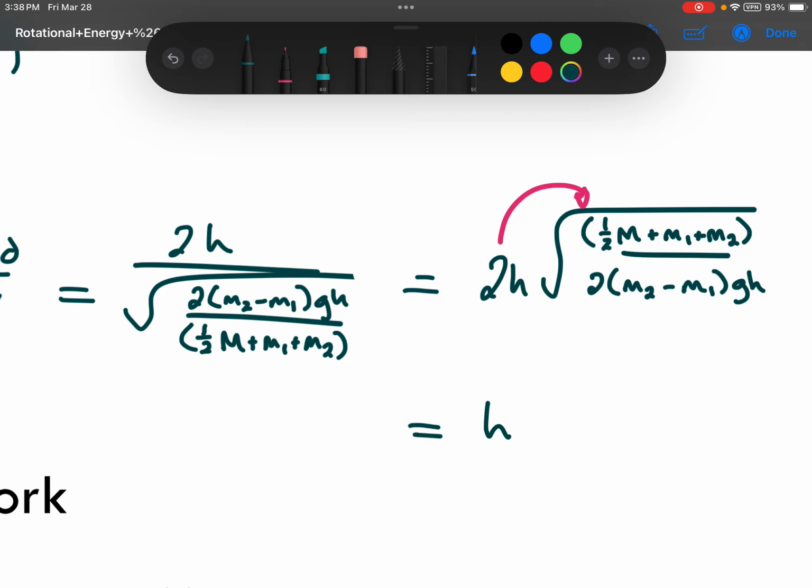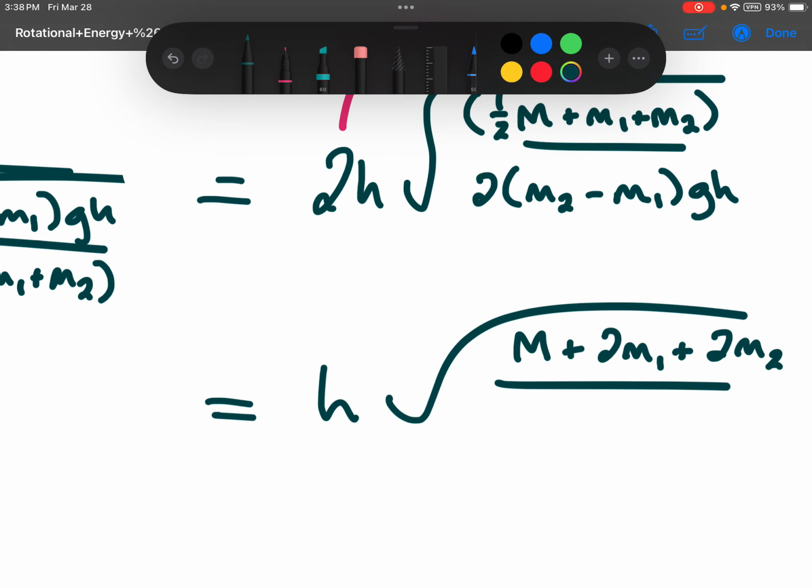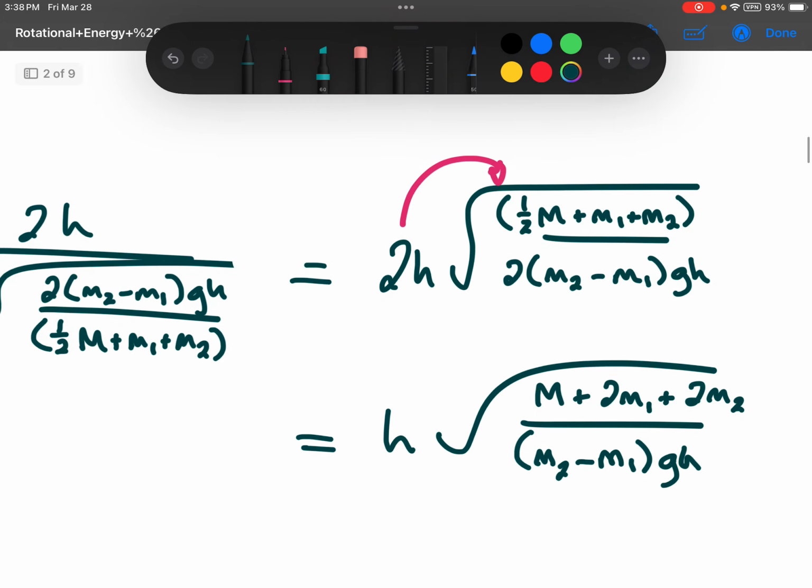The simplified version of this is going to be h times the square root of (big M plus 2 m1 plus 2 m2) divided by (m2 minus m1) g. So we see it kind of allowed us to clean up some of those coefficients.